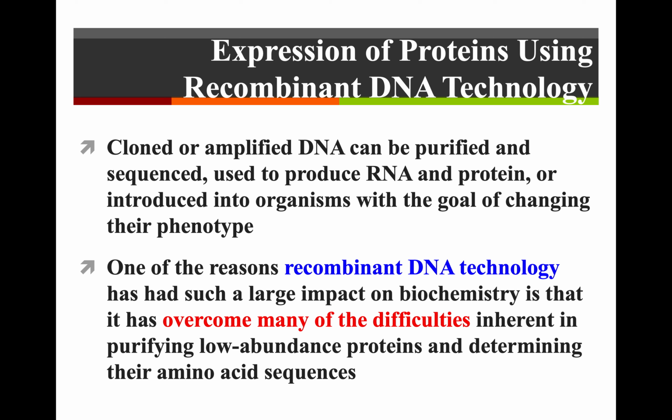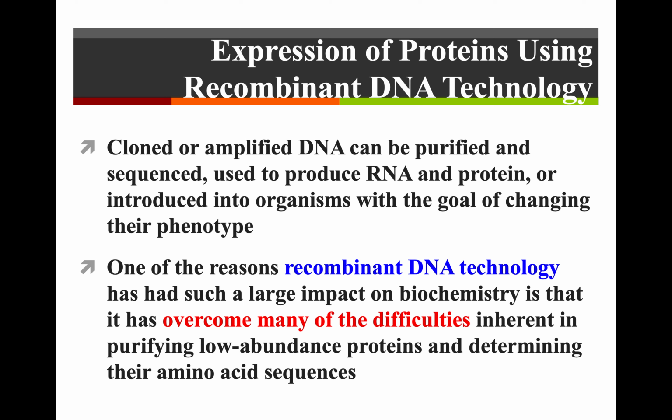It's actually quite common nowadays, and a lot of researchers do it, in a lot of countries, and for a lot of production of products all over the world. So cloned or amplified DNA can be purified and sequenced. We know that. And it could be used to produce RNA and furthermore protein, or you could also introduce it into organisms with the goal of changing their phenotype. Transgenic animal or transgenic plant or anything transgenic.